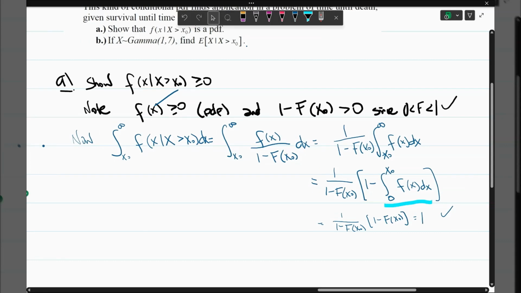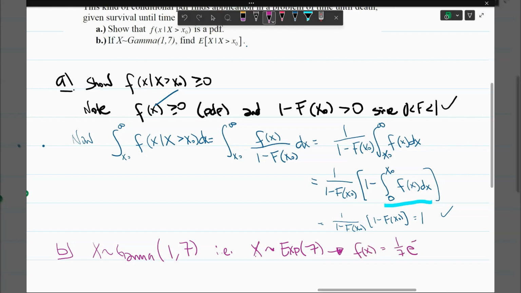Part B, suppose we have a gamma 1,7 random variable, and as soon as you see that, you should be thinking of the other, more succinct way of writing that, which is X tilde exp 7. So our f of x is 1/7 e to the minus x over 7.